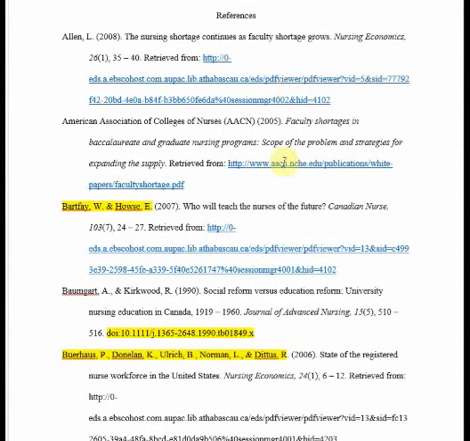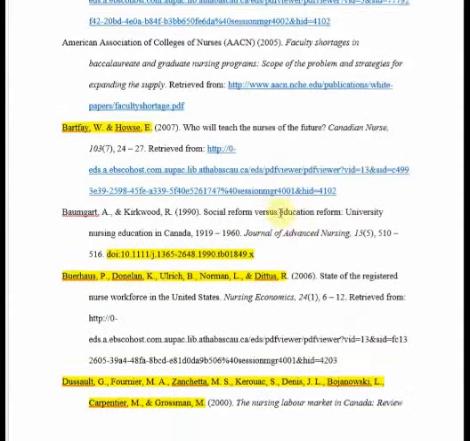The second reference is from a website. So I went to the American Association of Colleges of Nursing, and that's the year that page was published, and I found this article. So again, the article name, only the first letter of the first word is capitalized, and then I get to the colon, and then again the same thing. So the first word of that sentence is capitalized. It's in italics because it's not from a journal. It's the title of the article, so it's in italics. Retrieved from. This is two authors, and just note how I put them together.